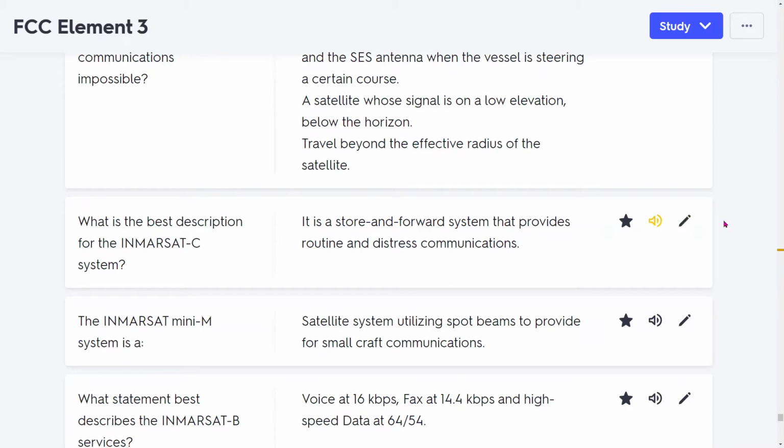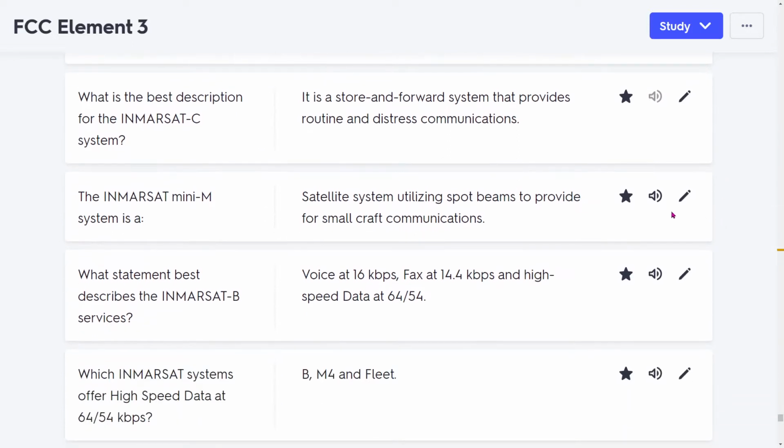What is the best description for the Inmarsat C system? It is a store and forward system that provides routine and distress communications. The Inmarsat Mini-M system is a satellite system utilizing spot beams to provide for small craft communications.